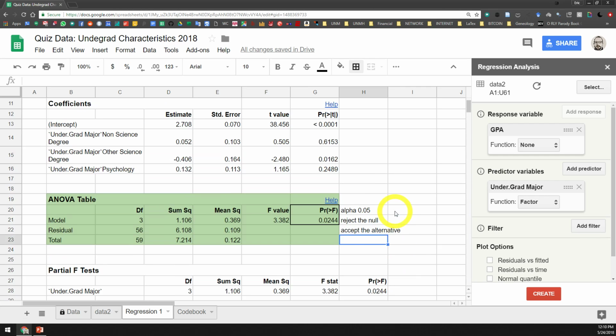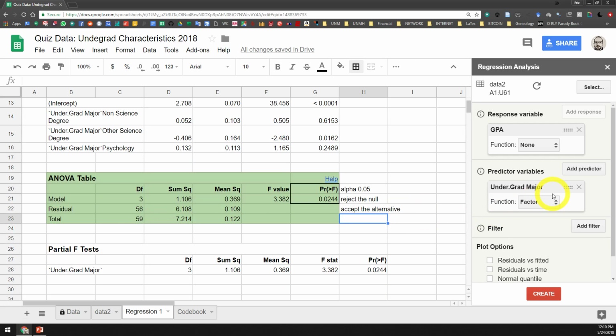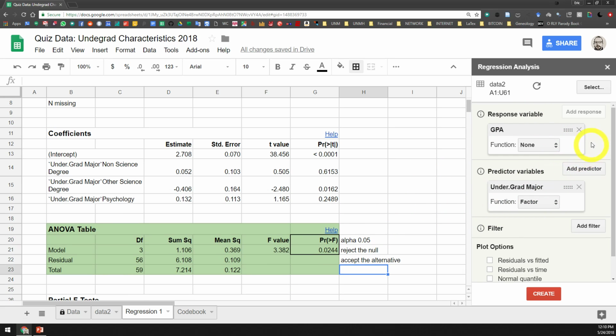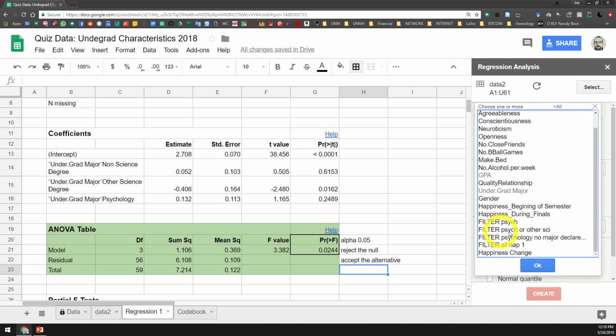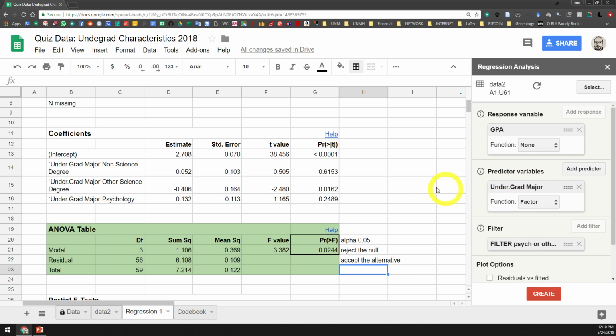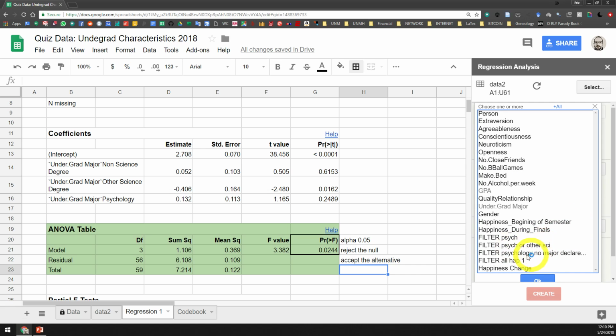So let's go ahead and do that. Let's go ahead and look at, we created some filter variables in our last test. So we're going to say filter psych versus other psych. We're going to click on this, and this is just going to zoom in. But let's back up just a second. Let's say we want to make two comparisons here. So we want to compare psych to other science degree, and we also want to compare psychology to no major declared.